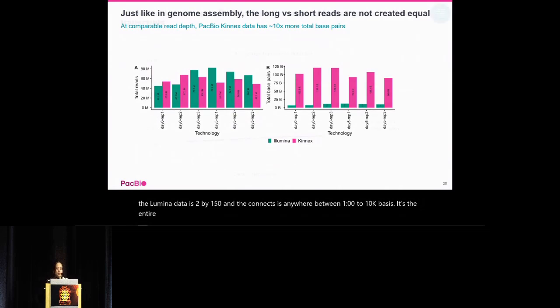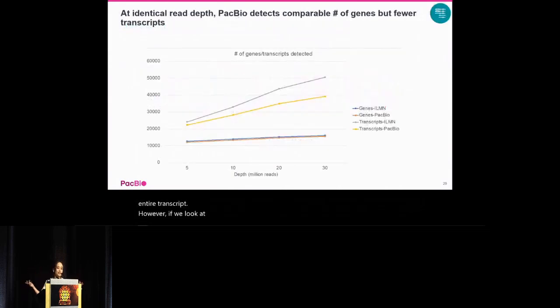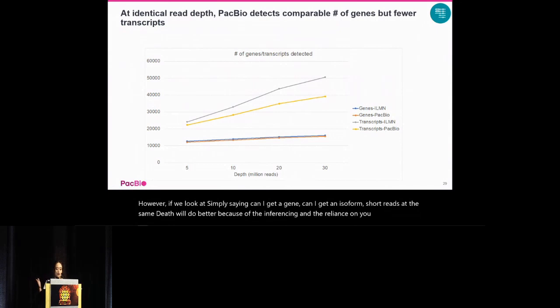However, if we look at simply saying, can I get a gene? Can I get an isoform? Short reads at the same depth will do better because of the inferencing and the reliance on using references, whereas PacBio is trying to look at the entire transcript. However, the difference, I would argue, at the gene level is negligible. If you look at the 2 lines of genes, we're not seeing any difference, but you will be able to call at the same depth, using inferencing tools, slightly more transcripts than PacBio.